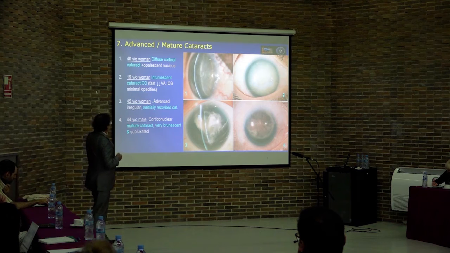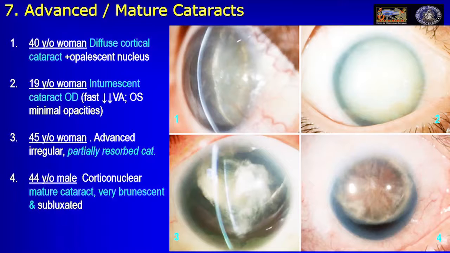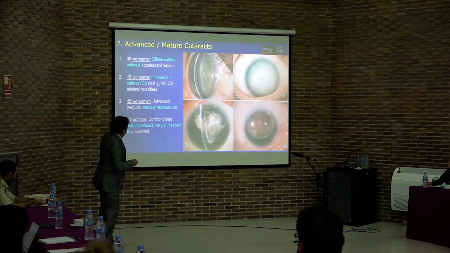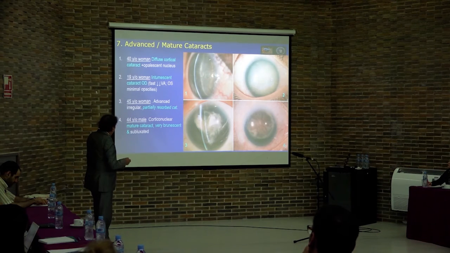Finally, we have the advanced and mature cataracts, which can be sometimes white, in this case, relatively soft. This is already an earlier phase with a 40-year-old with this opalescent nucleus, but the whole nucleus is already opaque. And this is a case with intumescence. Maybe there was some spontaneous breaking in the capsule because she had had this kind of situation for years, and suddenly she felt this fast decrease in visual acuity and presented with this mature cataract. And also the other eye, the left eye, had minimal opacities in this particular patient.